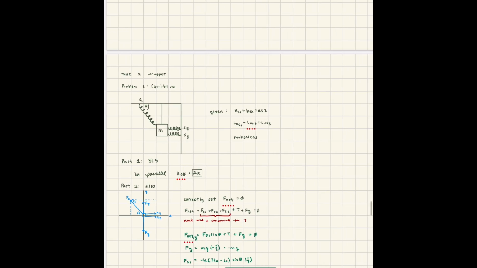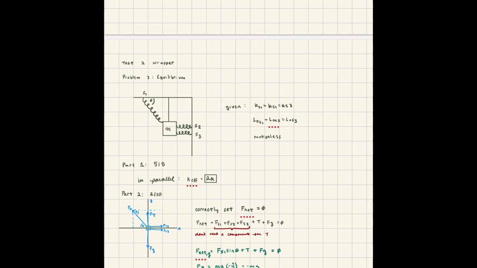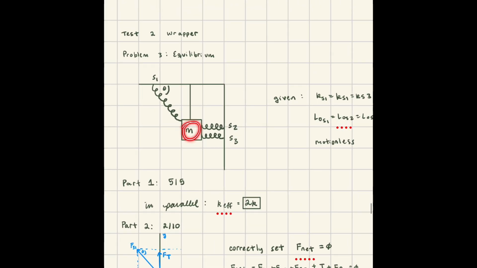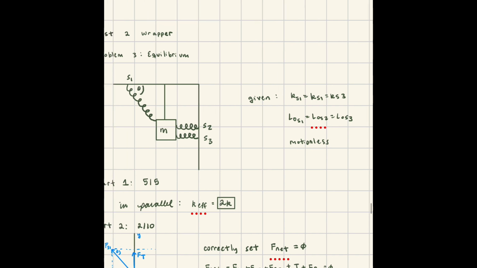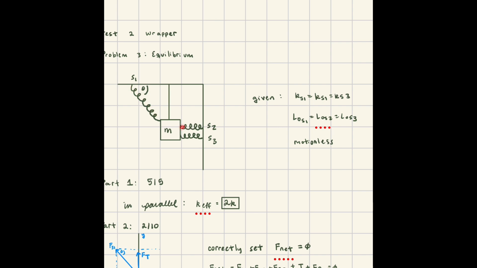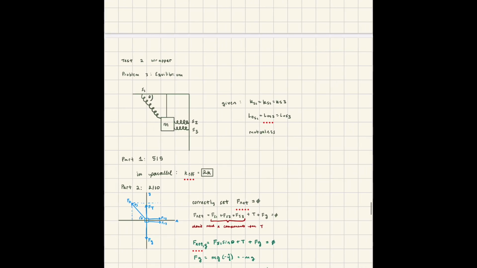So this is what was given: there's this mass, and there's the string with tension, and there's the springs, and they're all the same. They all have the same initial length, and they all have the same stiffness, and this one is stretched, but we don't know if these are stretched or compressed. So the first part asked for the effective spring force of these two, which I just named S2 and S3, and this one's S1.